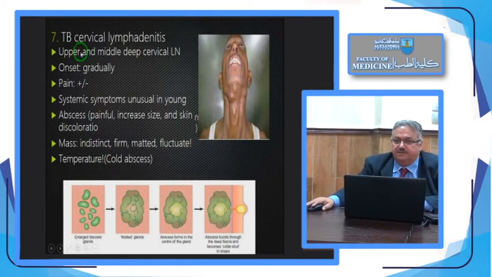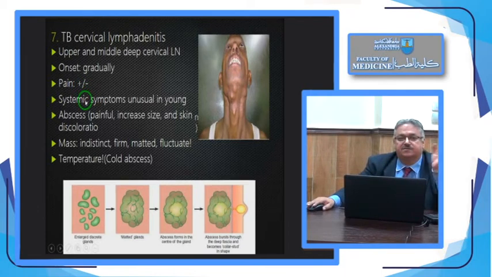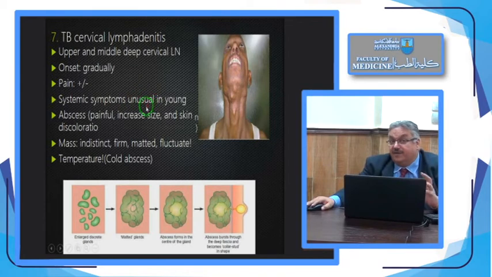Another form of non-malignant lymphadenopathy is tuberculous cervical lymphadenitis. It happens in the upper and middle deep cervical lymph nodes. The onset is gradual, with pain plus or minus, plus if there is secondary infection. Systemic symptoms, you might be astonished, are unusual in young patients, and there might be development of an abscess in cases of secondary infection. The lesion becomes painful and increases in size with skin discoloration.